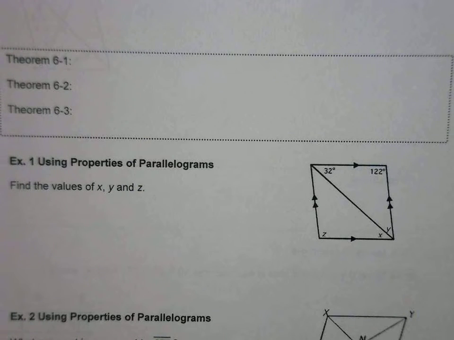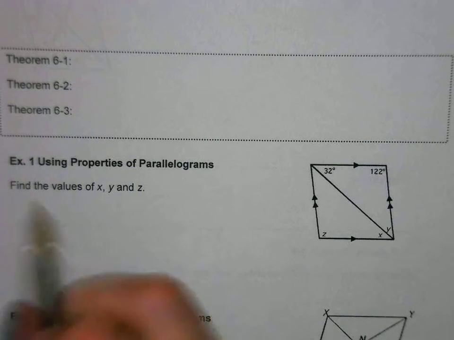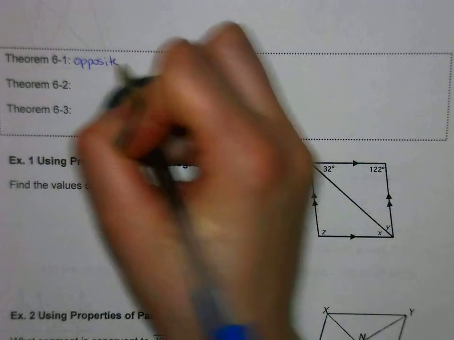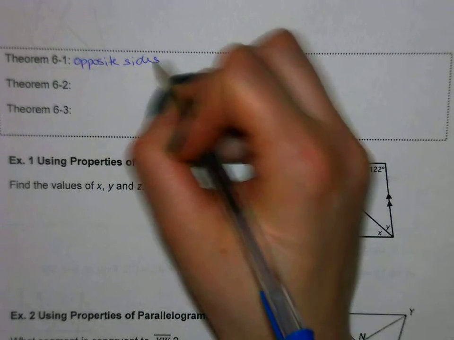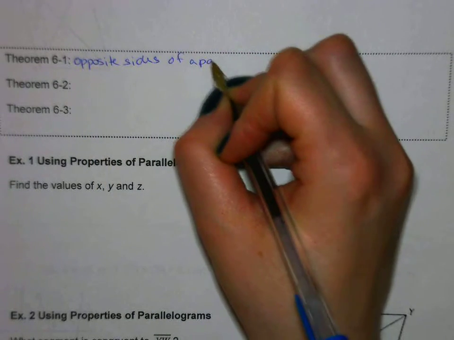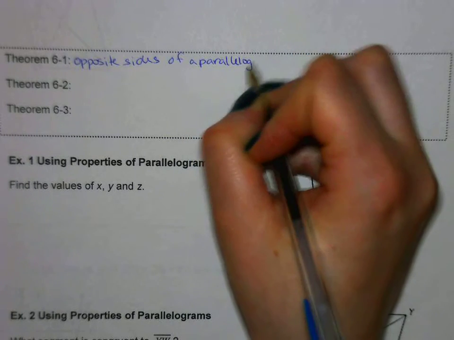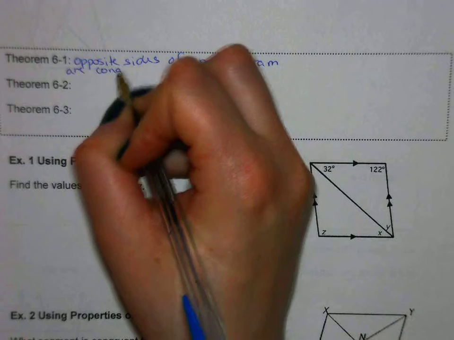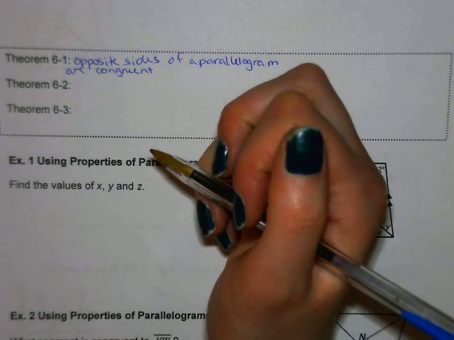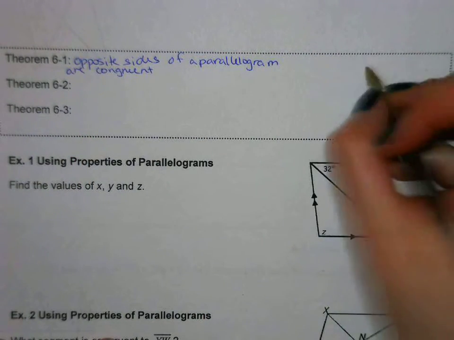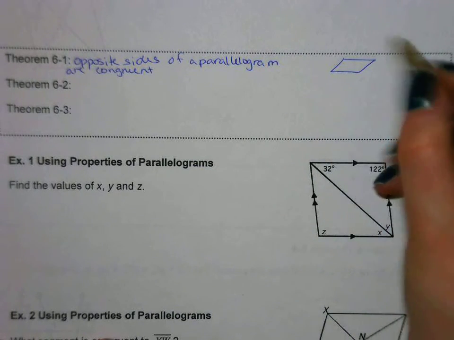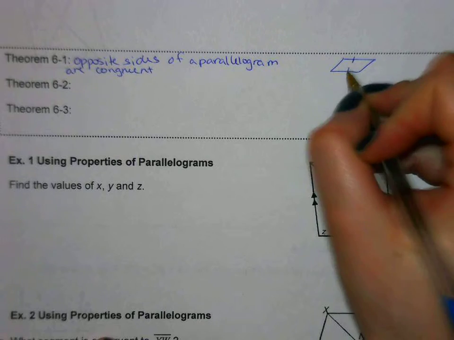Today we are going to be looking at properties of parallelograms. So let's first take a look at our theorems. Theorem 6.1 states that opposite sides of a parallelogram are congruent. So if we take a look at our parallelogram, our opposite sides are congruent.